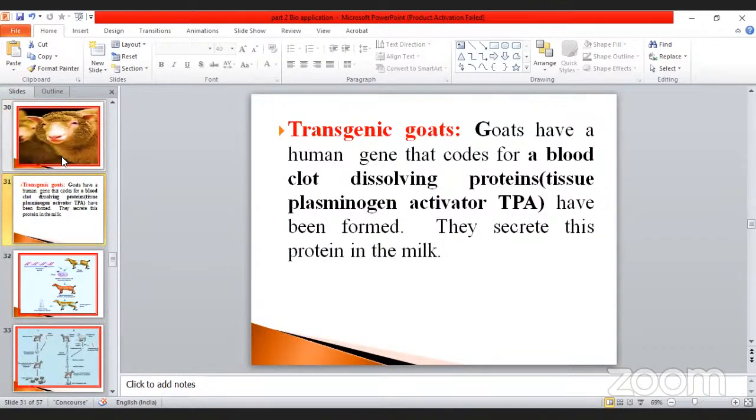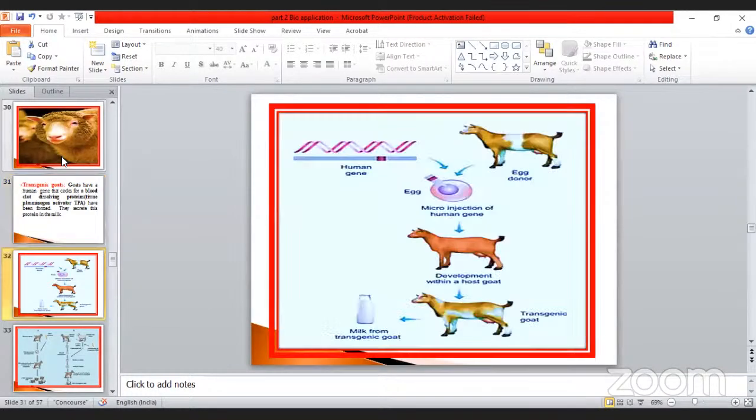Transgenic goat is also very, very important. There is a blood clot dissolving protein, tissue plasminogen activator, simply called TPA. It is also very important from the NEET point of view. They may ask a question in the explanation aspect. They secrete this protein in the milk. So this is also very, very important.